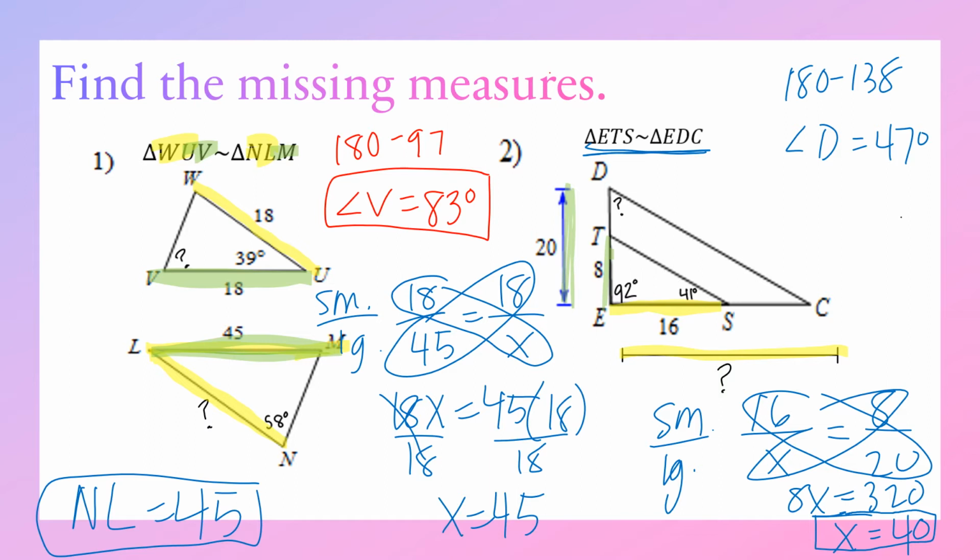If there is a missing measure or there's a question mark, you need to add that in as an x, okay?